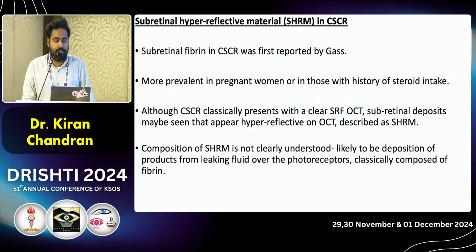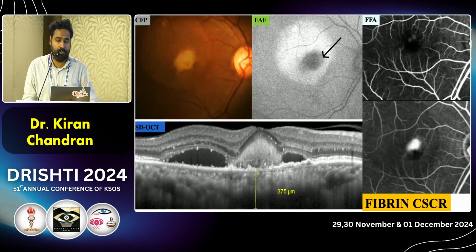Subretinal hyperreflective material in CSCR was initially reported by Gass and colleagues, and is more prevalent in pregnant women and those with a history of steroid intake. The exact composition is still not clearly understood, but is likely due to proteinaceous material mainly composed of fibrin. This is a case of fibrinous CSCR where you can see a yellowish subretinal lesion surrounded by subretinal fluid.